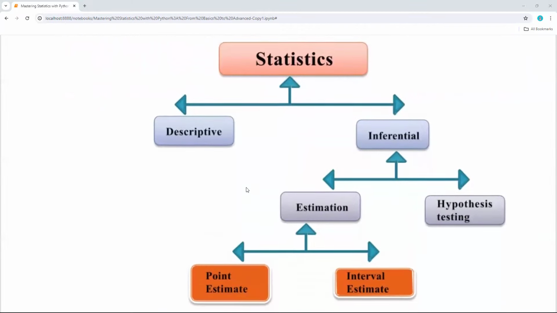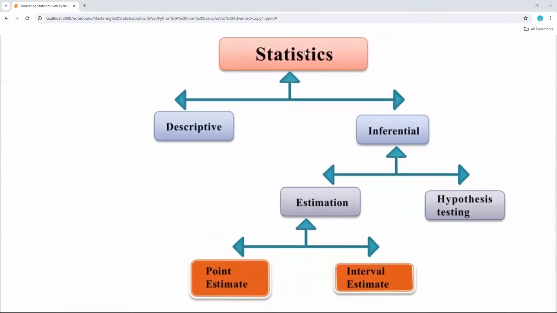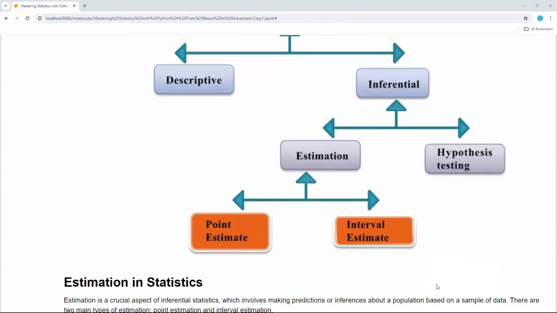Okay, so this will give me statistics divided into descriptive and then inferential. Since we're talking about inferential, in inferential, estimation is one thing and hypothesis testing is another. And in estimation, we have point estimate and interval estimation. So we are going to talk about it now.